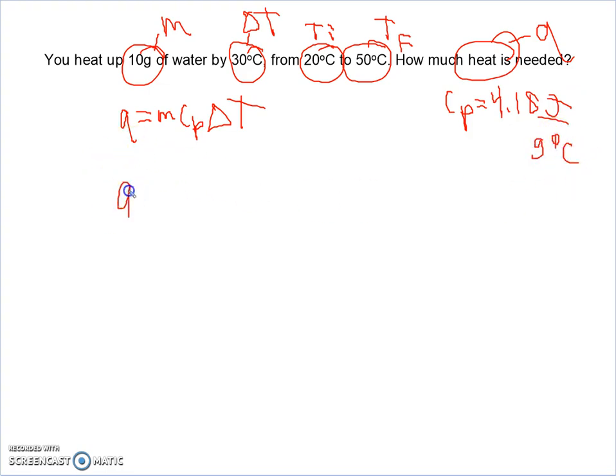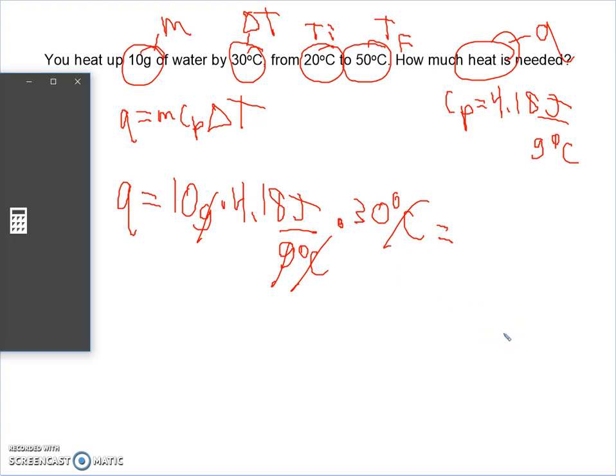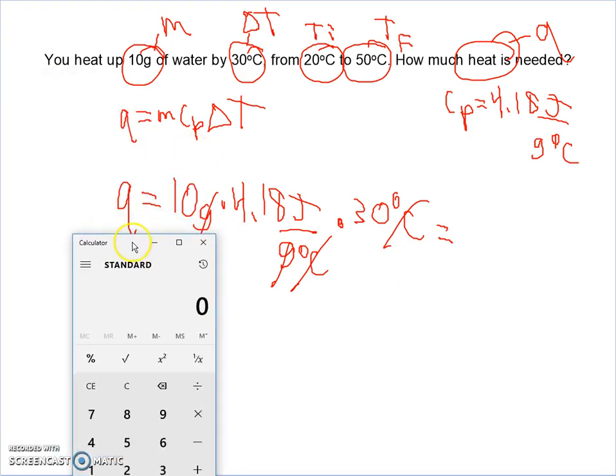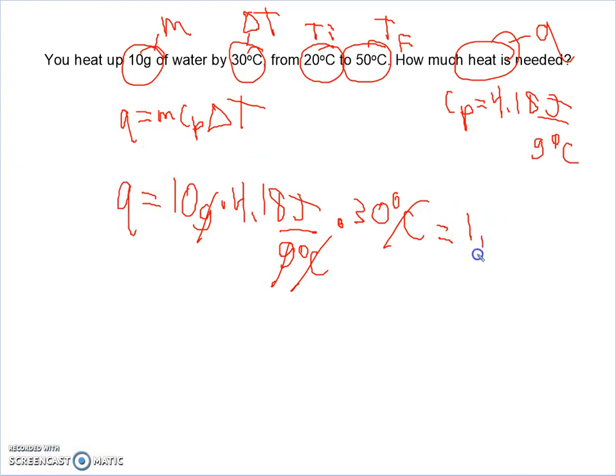And now I can plug in for Q. So Q equals 10 grams times 4.18 joules per gram degrees C times 30 degrees C for my delta T. Grams cancels right there, degrees C cancels, leaving me with joules. Okay. So we just punch this in here. 10 times 4.18 times 30 gives me 1,245. 1,245 joules.